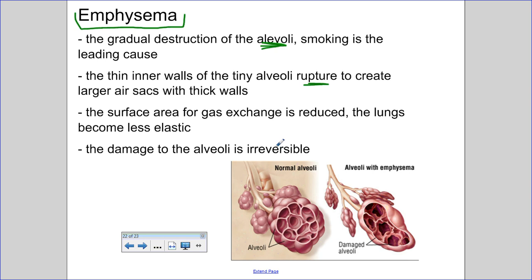efficient. So that surface area for gas exchange is severely reduced, and the lungs become less elastic. And this damage to the alveoli is irreversible. So if you've been a smoker your whole life and now you have emphysema, if you stop smoking, you're not going to reverse that emphysema.